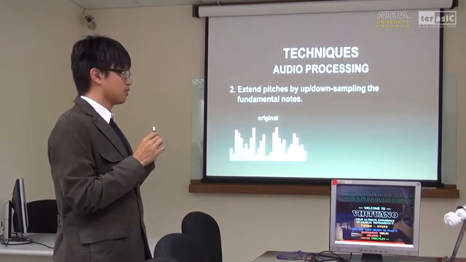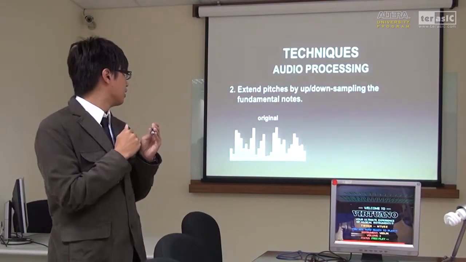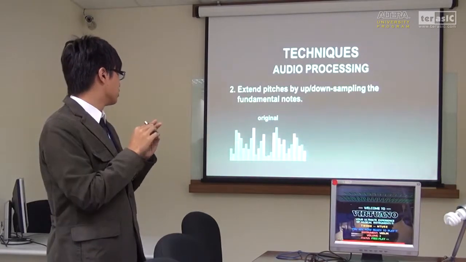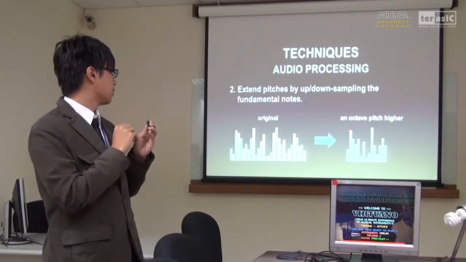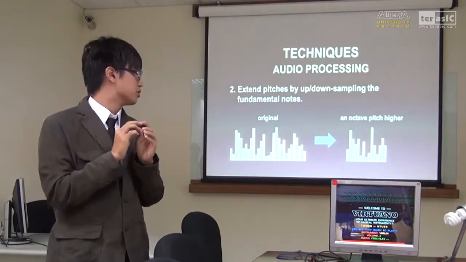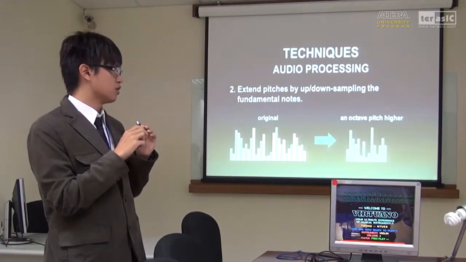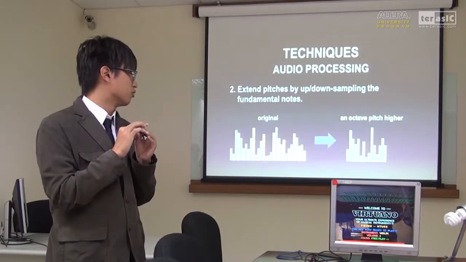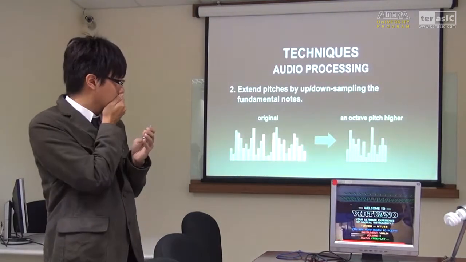Here is the original signal, as an example. If we want to produce higher pitches, we downsample the signal, shown here as the blue samples. Because the playing bit rate of the music is fixed, we can downsample and make the signal become twice the frequency of the original one. So this is the higher pitch of the octave.